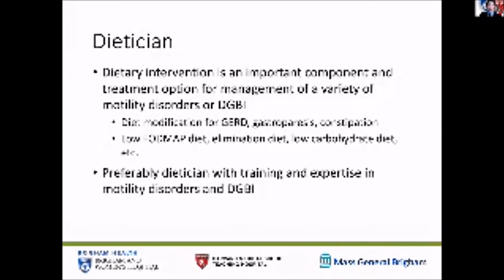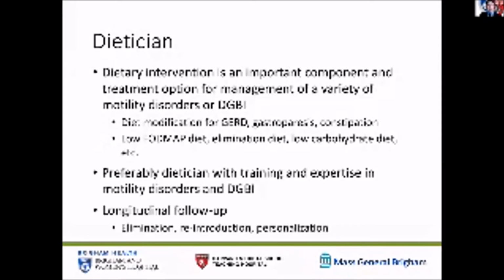And longitudinal follow-up is important because, especially for a lot of these elimination diets, this needs to be followed by the reintroduction phase where patients reintroduce specific foods, so that they can personalize their diet later to see which ones they can tolerate. And having guidance from a qualified dietitian often really ensures success of these dietary interventions.